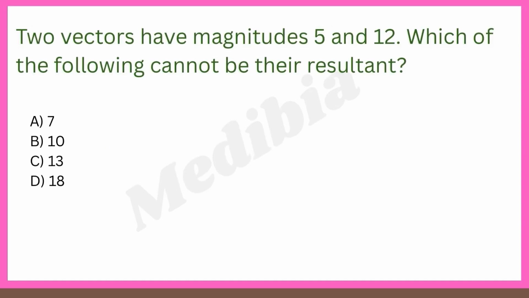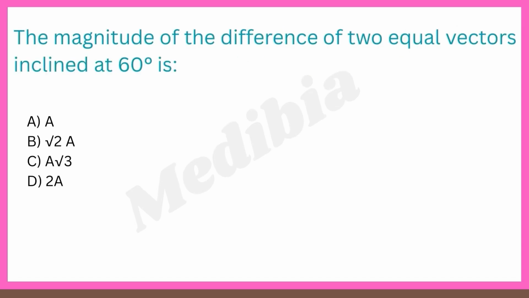Two vectors have magnitudes 5 and 12. Which of the following cannot be their resultant? 7, 10, 13, 18. The magnitude of the difference of two equal vectors inclined at 60 degrees is: a, a under root 3, 2a.